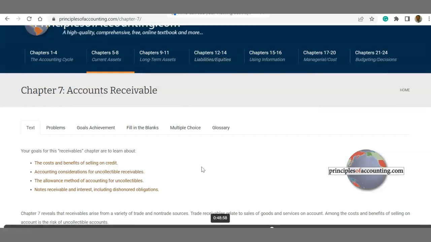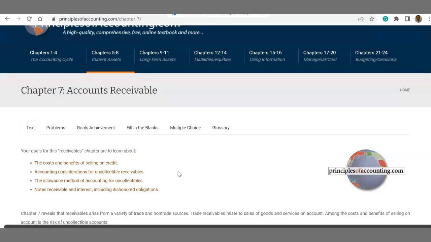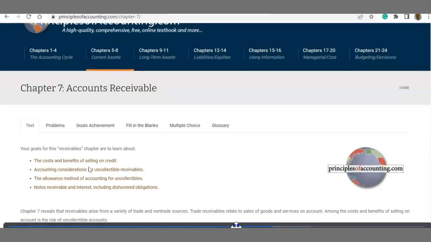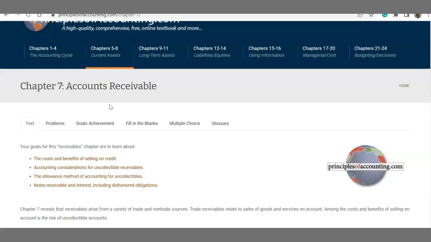Okay, so let's go to chapter 7 now. It's about accounts receivable. Let's talk about costs and benefits of selling on credit, and then we go down after that.